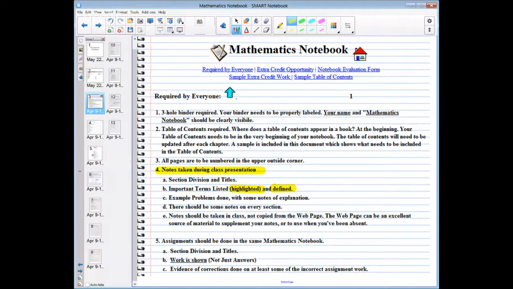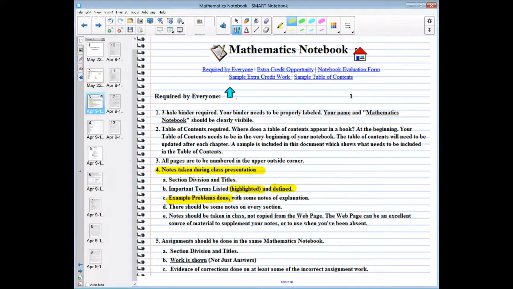Then I always do, after we finish or while we're doing a lesson, example problems. And I would like you to have maybe 2 or 3 examples. Usually I'll do 5, 6, 7 during a lesson. I have them all down, but some example problems would be awesome.